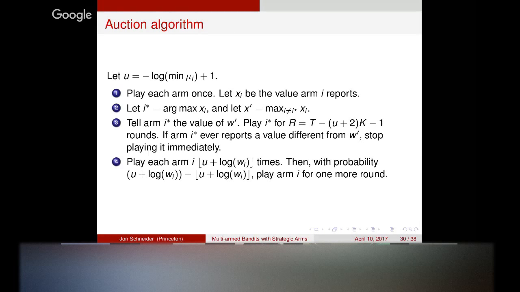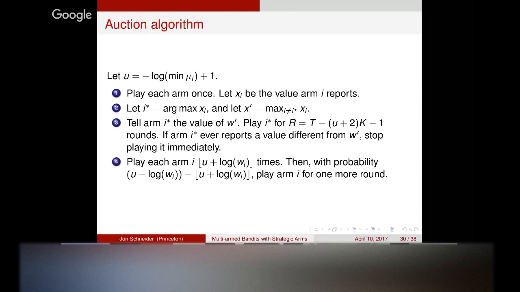And then you have to recompensate the arms for telling you the truth in part one, because the lower value arms have no incentive to pay you money if they're not going to get chosen for round three. So you're just going to play each arm some number of times for free. And the number of times you play it will be roughly log of their value. And this ends up being a scoring rule, so it's in their incentive to actually report exactly what they think their mean is.